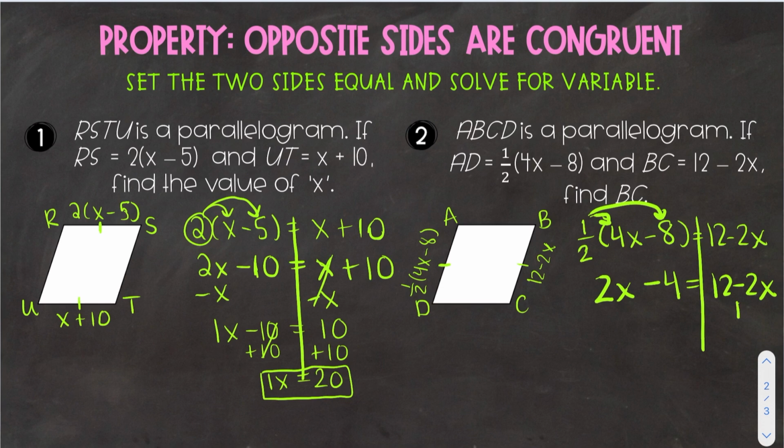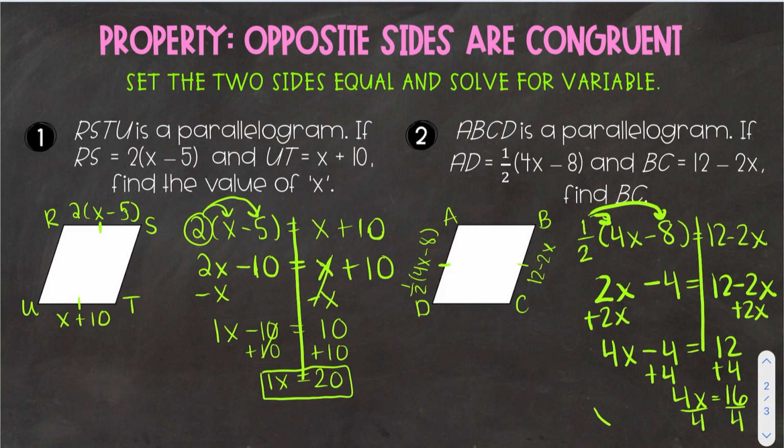So now let's move over the x to the other side. So we're going to add 2x. So 2 plus 2 is 4. And you're going to bring down minus 4. And then you're going to bring down the 12. So after that, we have 4x minus 4 equals 12. So what we want to do is add 4 to both sides. So 4x equals 16. And then divide by 4. So 16 divided by 4 is 4.